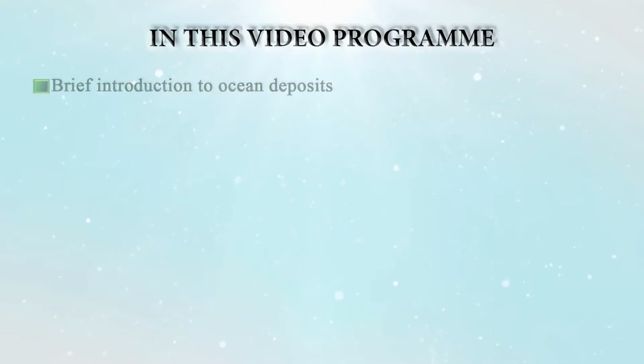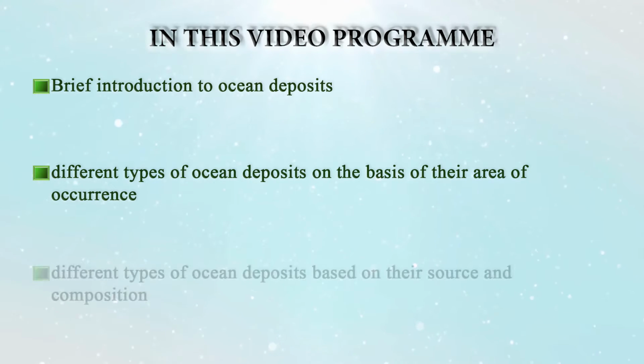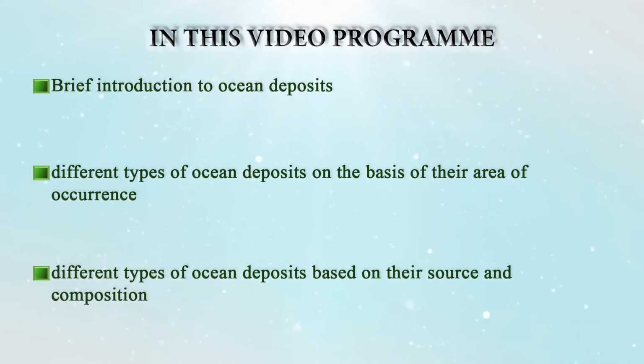and ocean currents. And in this video program we will study about ocean deposits and different types of ocean deposits. We have bifurcated them into two types: on the basis of area of occurrence or location, and on the basis of source and composition. In this part we will start off with the second classification of ocean deposits, and the remaining portions will be covered in the next video program on ocean deposits part 2, in which we will cover the horizontal and vertical distribution of ocean deposits and also the transportation of ocean deposits.